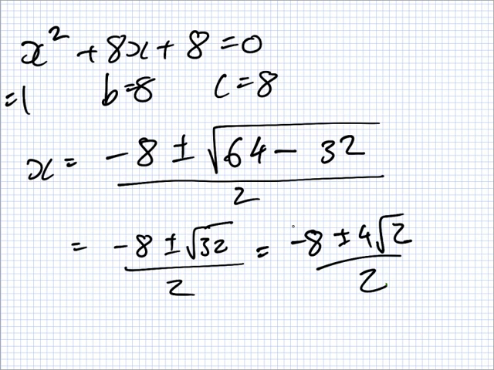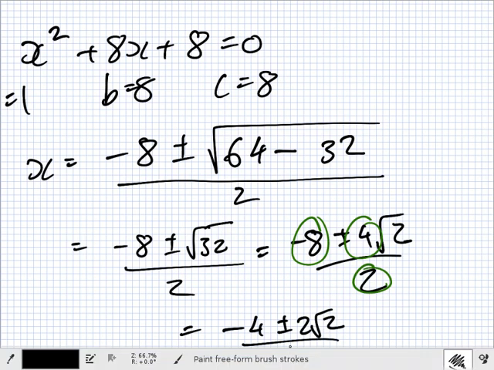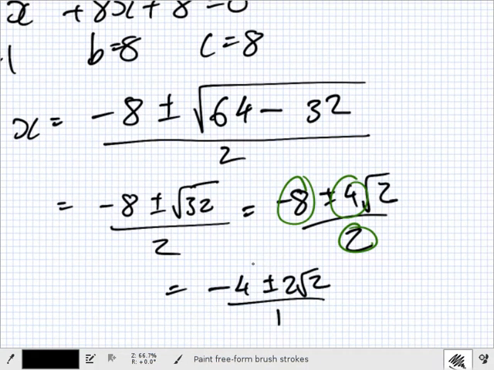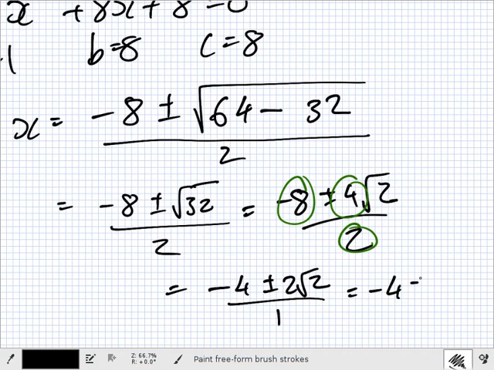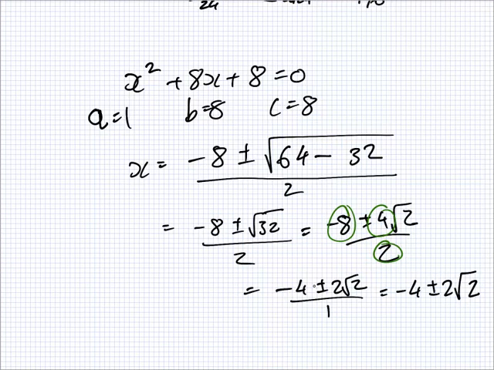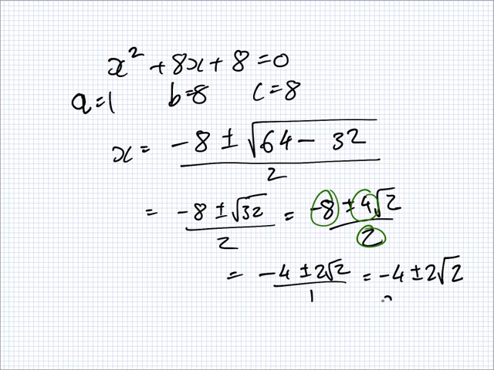What is in common to these three numbers? 2. So we can divide them all by 2. So we get minus 4 plus or minus 2 root 2 over 1. Yeah? Is that okay? Yeah. Which is just minus 4 plus or minus 2 root 2, are the two answers. Okay, so this is giving your answer in surd form. Okay, write this one down. We'll do another example.